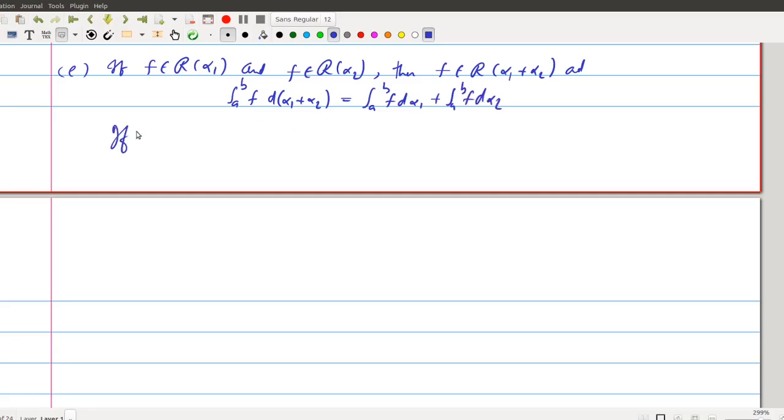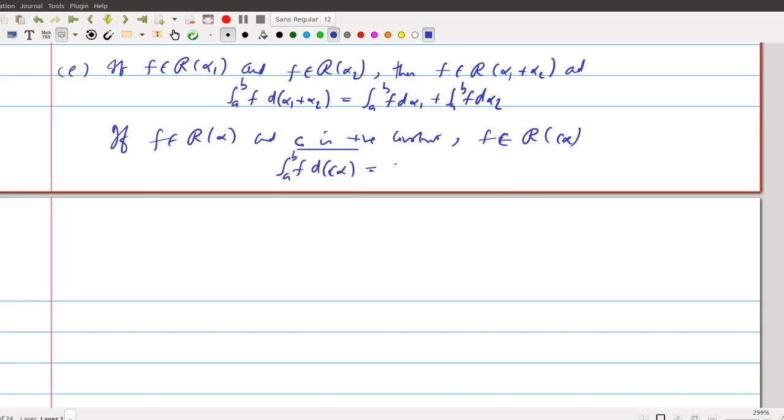In a similar fashion, if we take f belongs to R alpha and c is a positive constant, then f belongs to R of c alpha. C is positive here because otherwise c alpha will not be monotonically increasing. If alpha is increasing and c is positive, then c alpha is also an increasing function. So we will prove that f belongs to R of c alpha, and that the integral a to b f d(c alpha) is the same as c times the integral a to b f d alpha. We will prove this part. So this is the last part of this theorem 6.12.